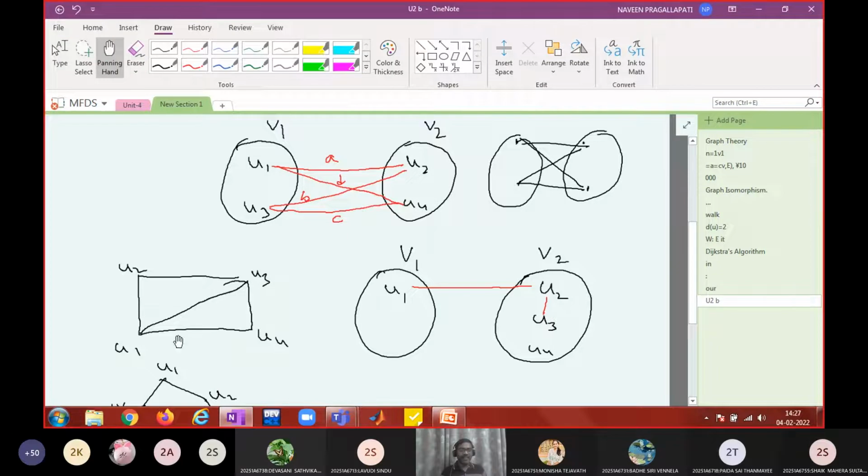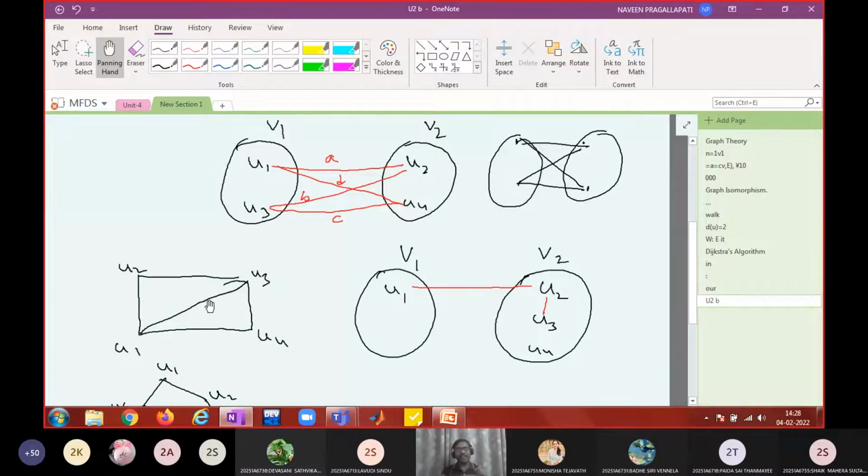But what is the problem here? This is not a cycle, this is a graph, but the graph is containing cycles. This is one cycle, this is another cycle, this is another cycle. But what is this cycle's length? 3. And this cycle's length? 3. So there is an odd cycle present.